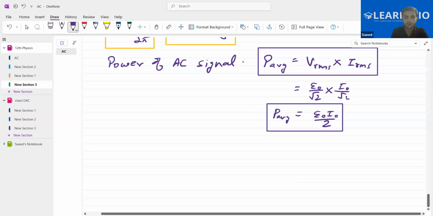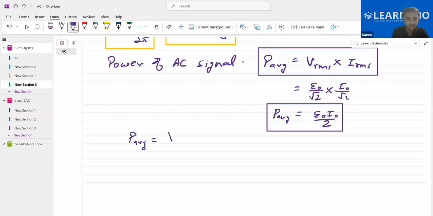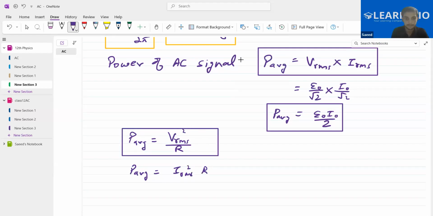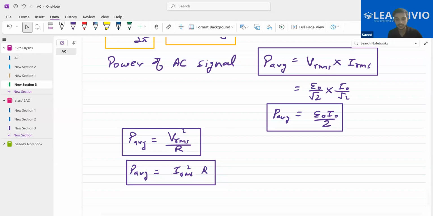We can apply all the DC formulas also here. Average power is also V square by R, so it will be V RMS square by R, or average power is I RMS square into R. Understood? This is how this works. I think this much is sufficient; we should move on to some of the questions.